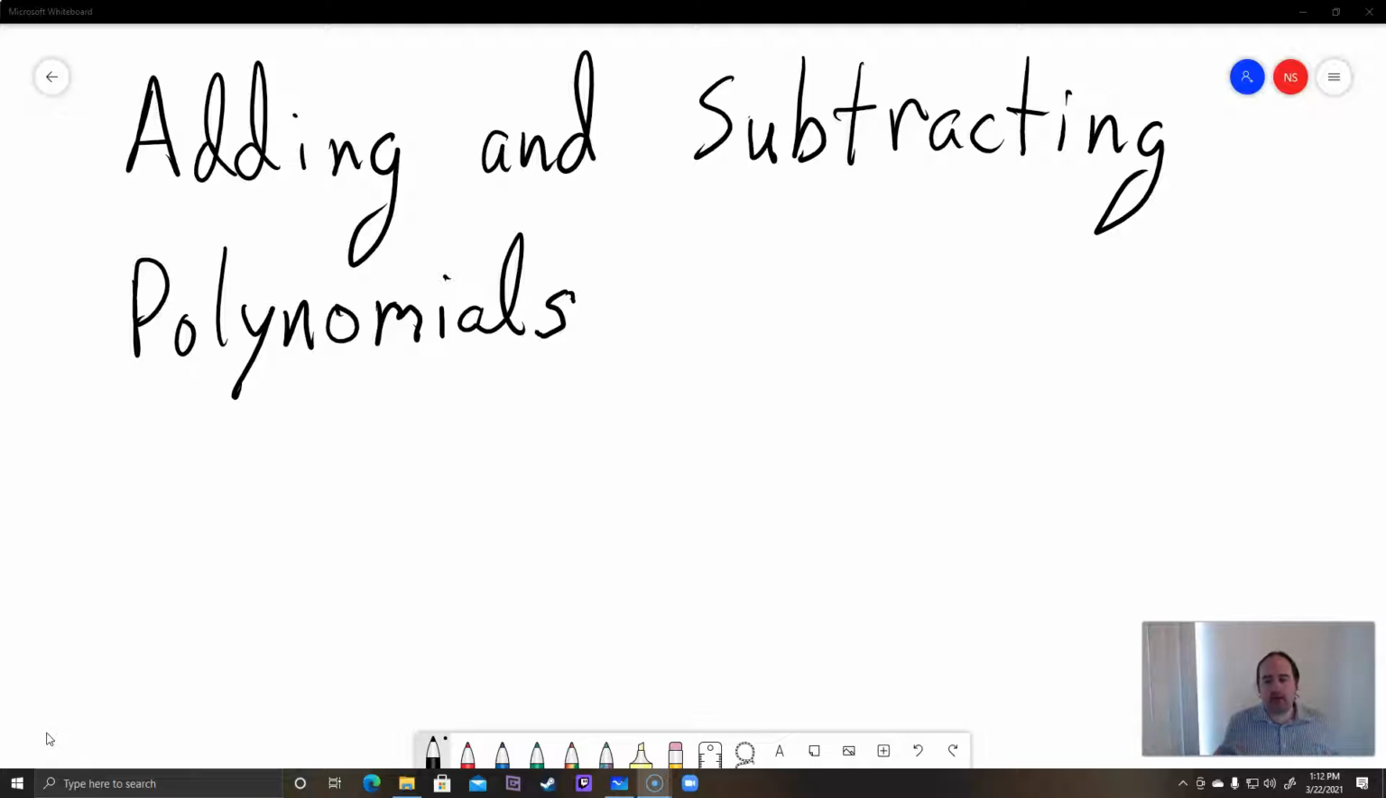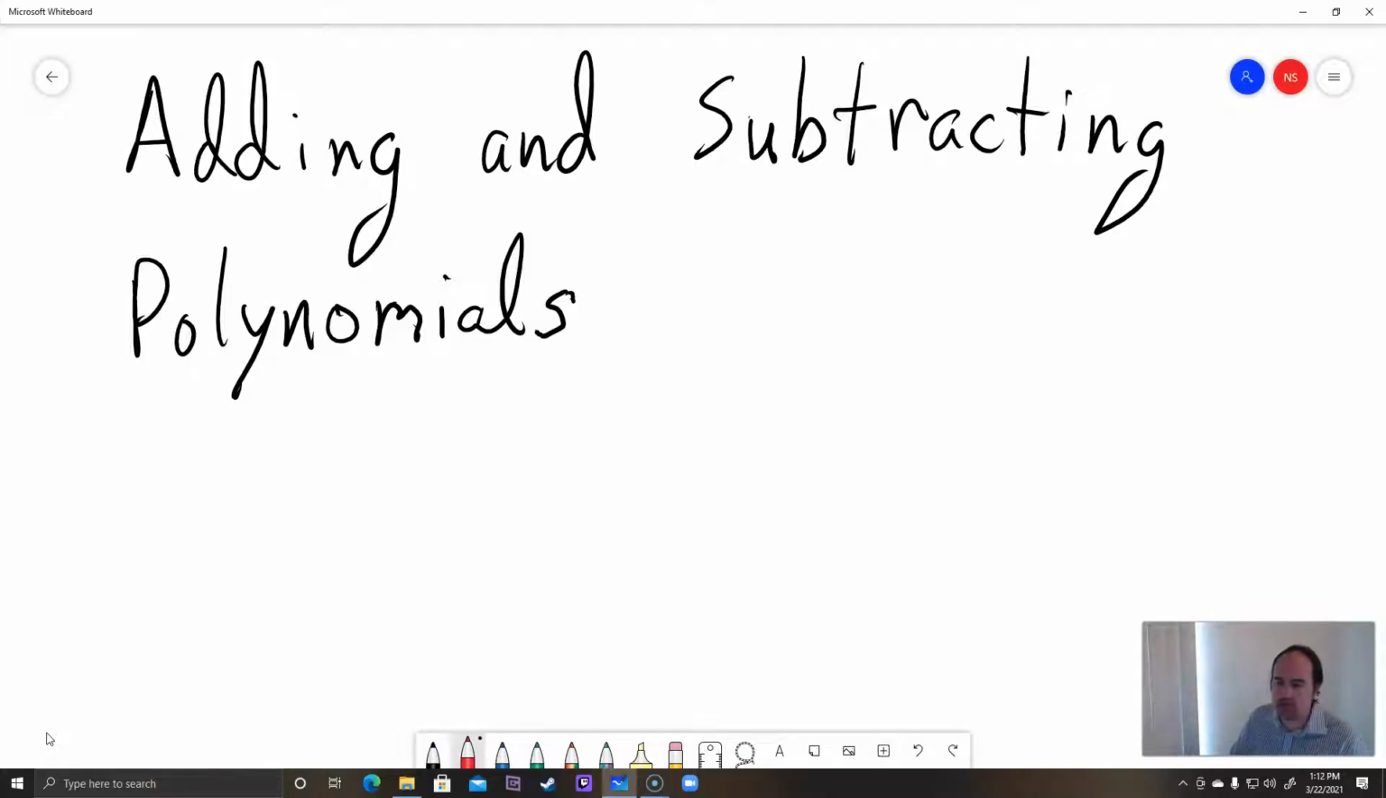So if you're adding or subtracting polynomials, basically all you have to do is distribute the minus when you're subtracting and then combine like terms. So essentially all we're really doing here is combining like terms.